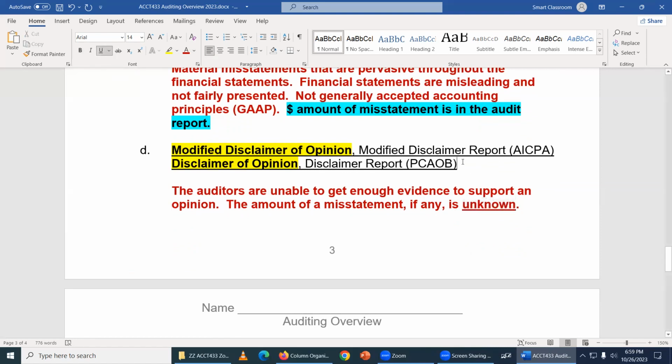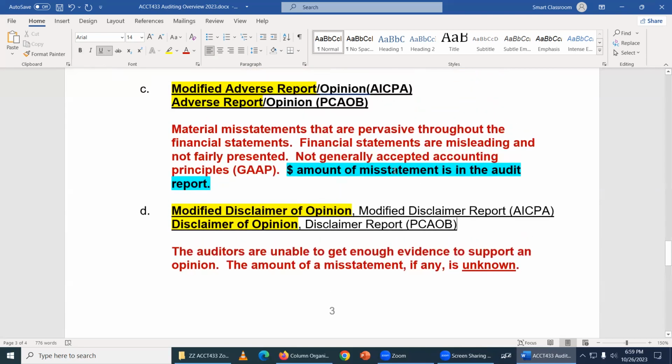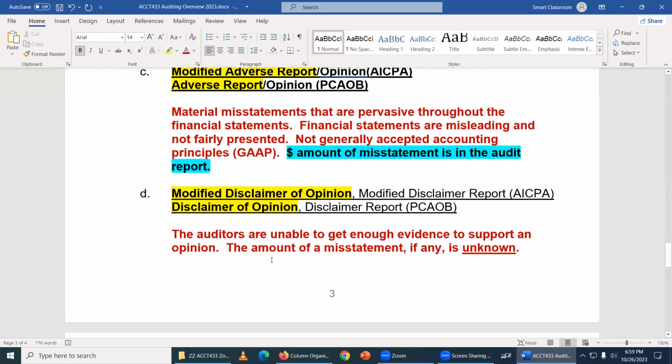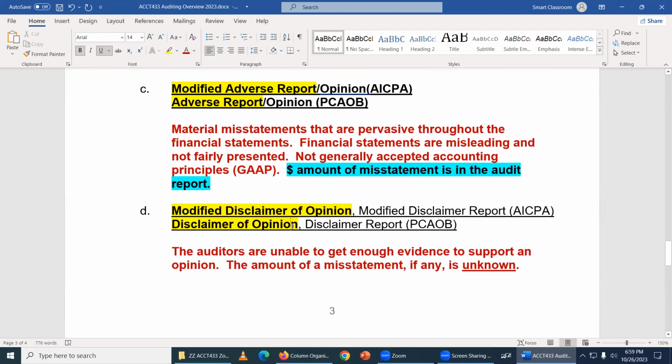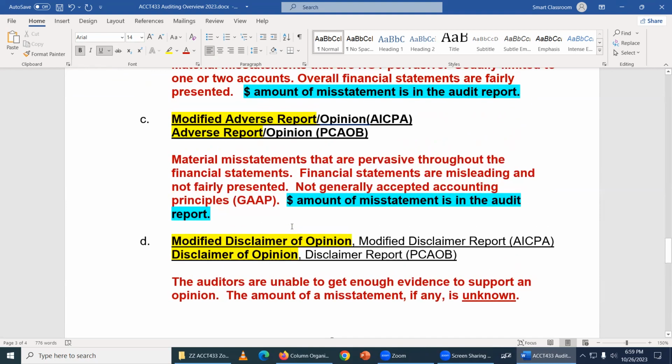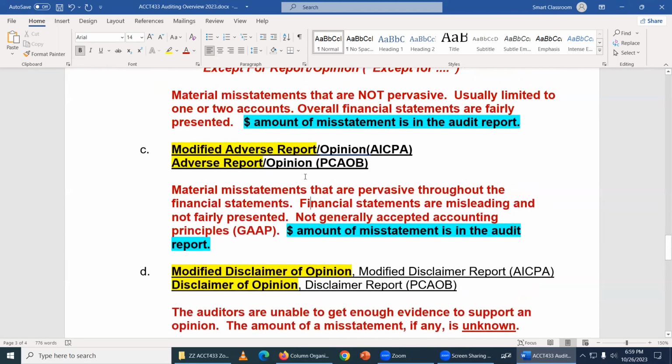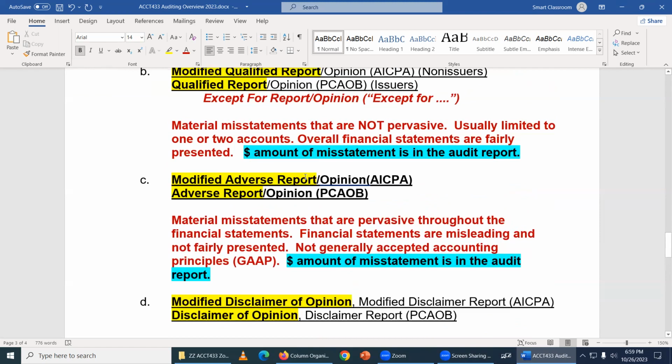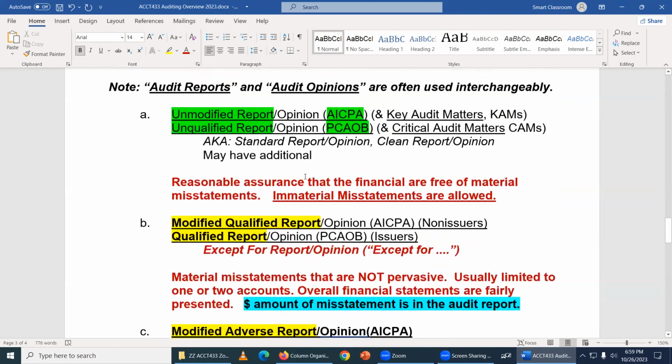So a disclaimer is given when you don't know how much it's off by. It might not be off by anything. For a disclaimer, you can't really put in the dollar amount. You don't know. The financial statements might be fine. They might not be. You have no idea. You don't have enough information to make an opinion. So that's what a disclaimer of an opinion is. Now, a disclaimer of an opinion is like nothing. It's no opinion at all.